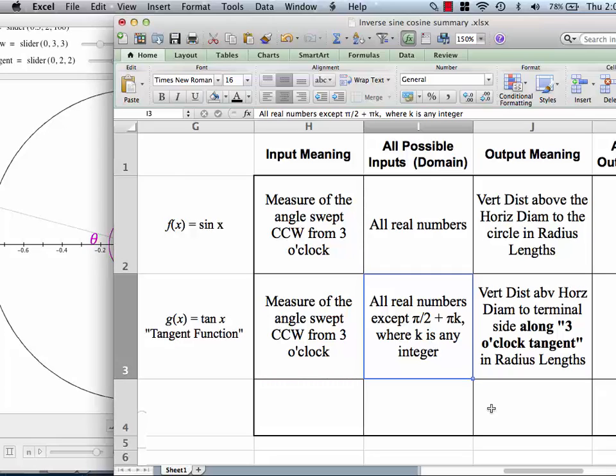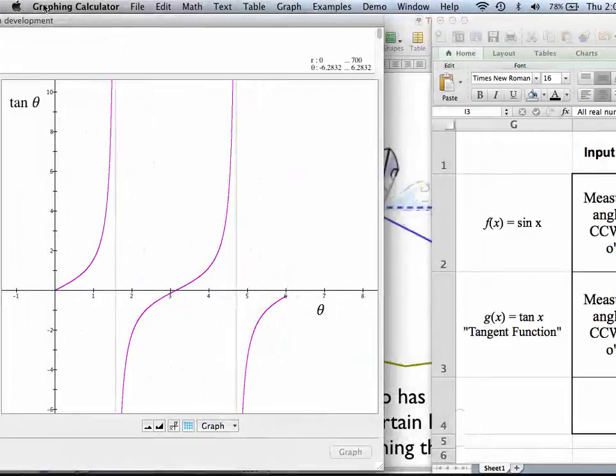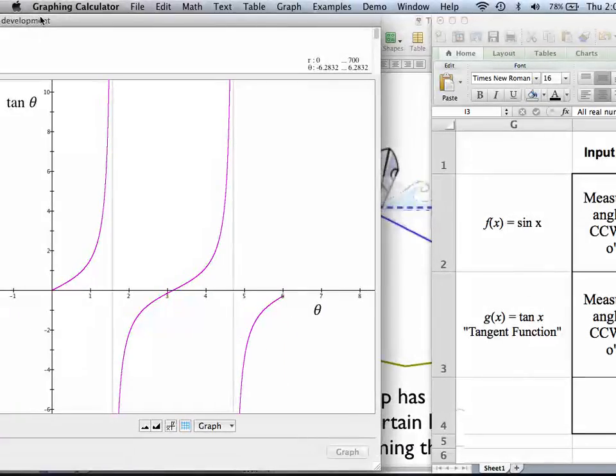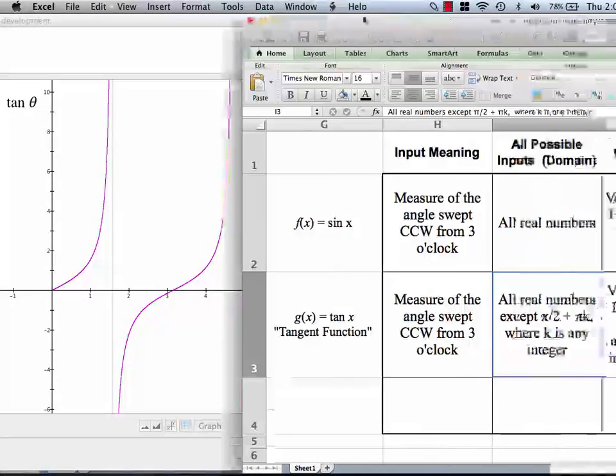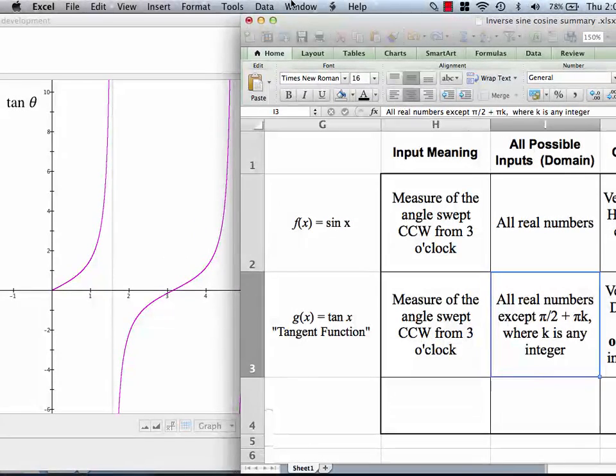What about all possible outputs of the tangent function? So look at the graph here. What are all possible outputs? What is our output again? It's the slope of the terminal side. What are all possible outputs? Let's see. Brian. He wants all real numbers. We can get every possible real number for a slope in the tangent. Yes or no?